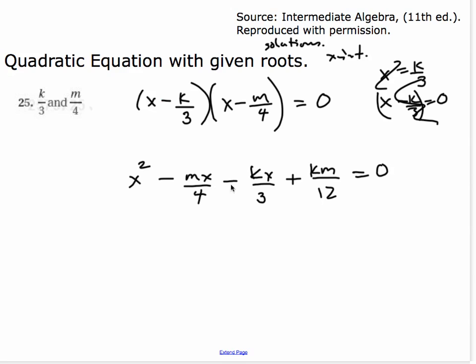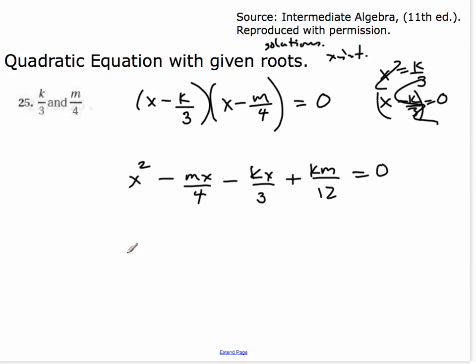Okay, so just by FOILing, it involved fractions, so that's a bit painful. Not too bad there, but I have fractions. So maybe, just to clean it up a little bit, we can multiply by a lowest common denominator, which would be 12. And then we'd get rid of the fractions.